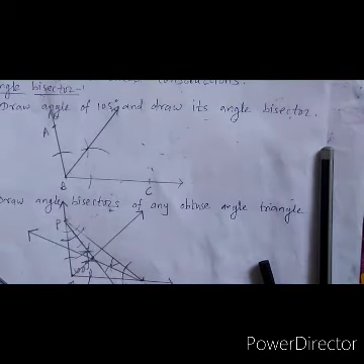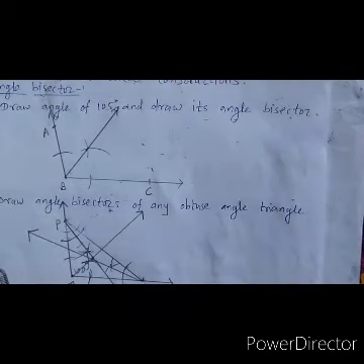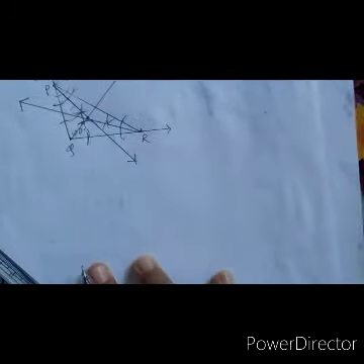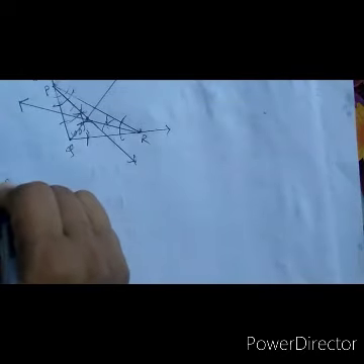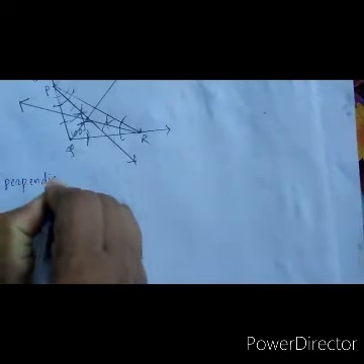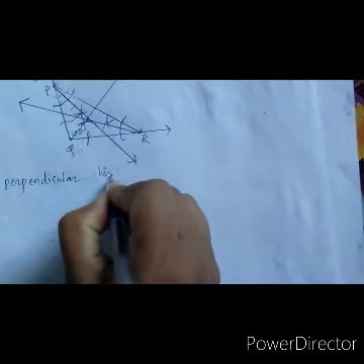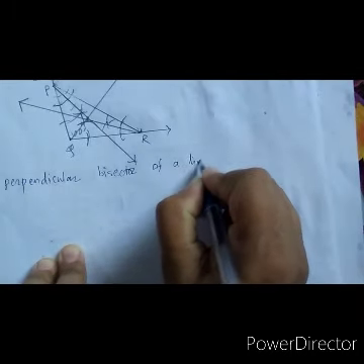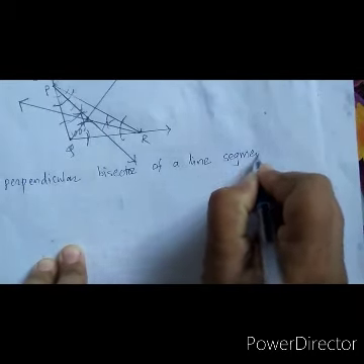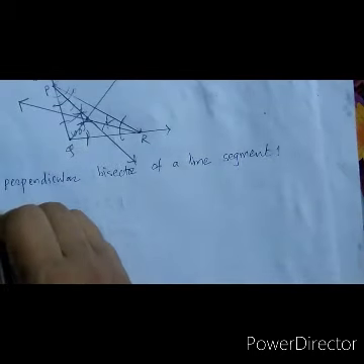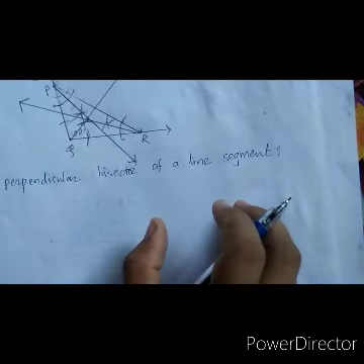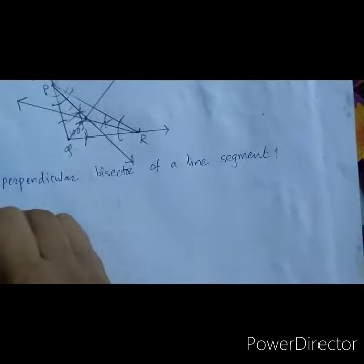Now let us see the next point, that is perpendicular bisectors of a line segment. So in this point we have to draw a line segment and we have to draw its perpendicular bisector. So let us see an example.